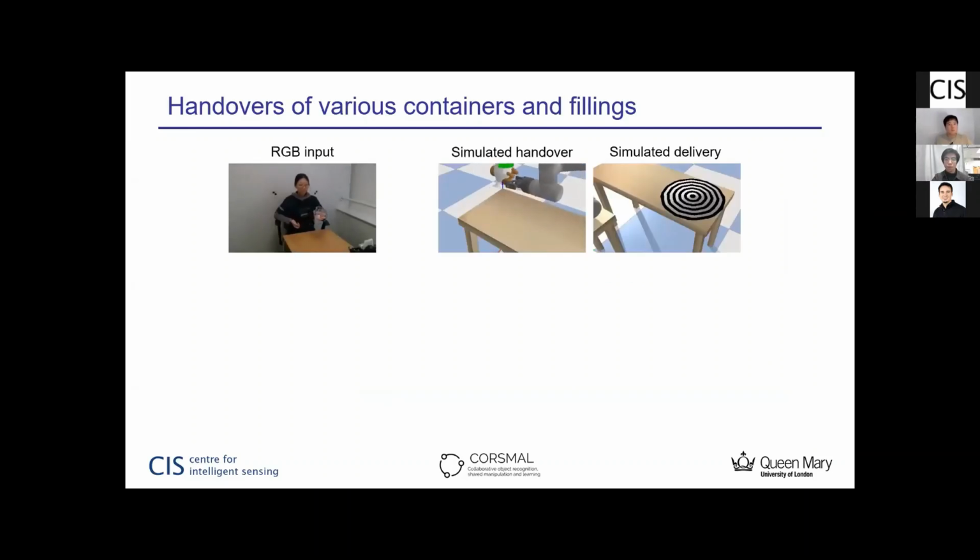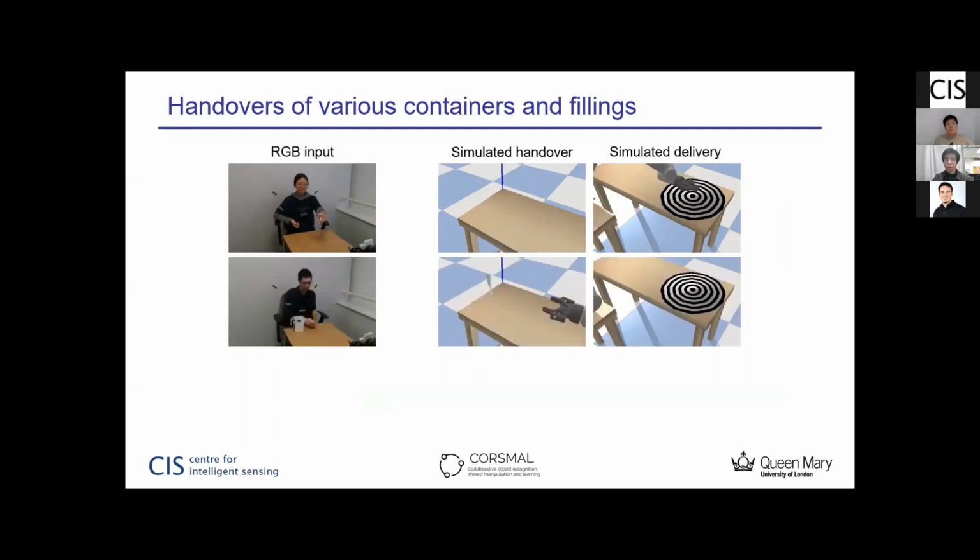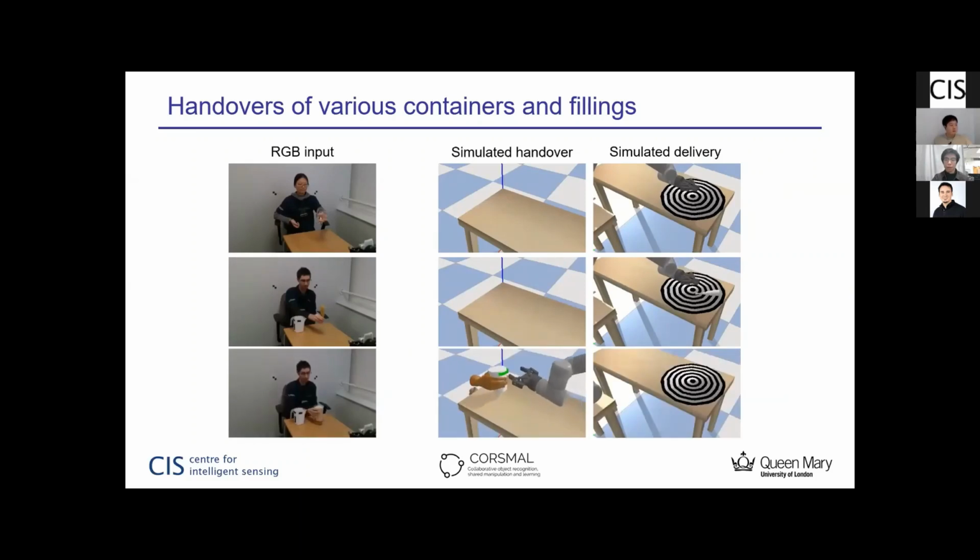And here are more examples of the simulated handovers. Here we have containers with different shapes. Even if the safe area is estimated, if the force is not enough, the object will fall and the filling will be spilled. And here is another example where the delivery angle is not optimal, so the container will fall based on its narrow shape. And here we finally have a successful handover and delivery.